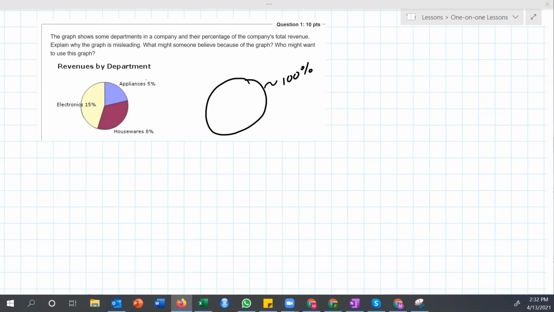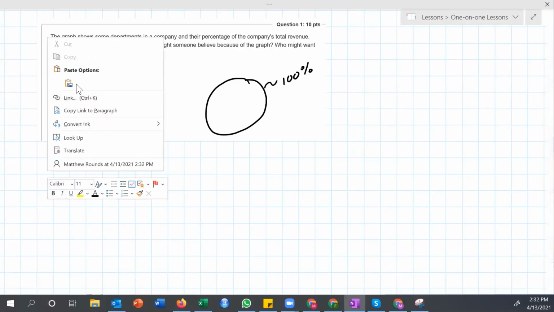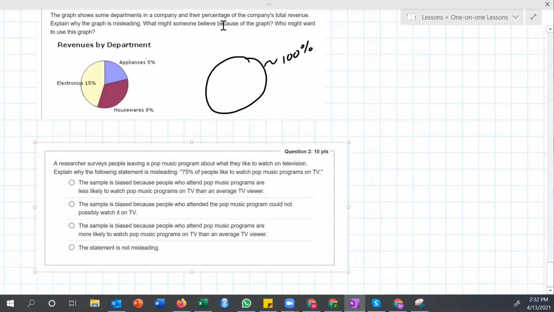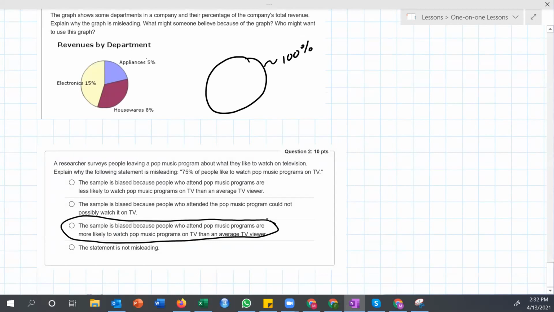Next question here, I can snip in all the solutions and then we can look at it together. All right. A researcher surveys people leaving a pop music program about what they like to watch on television. 75% of people like to watch pop music programs on TV. So the problem is they asked people leaving a pop music program, so they're pretty biased. When you watch an Avengers movie, and someone says, "Do you like to watch comic book movies?" you're more likely to say yes because you just watched it. And that's what makes it biased.